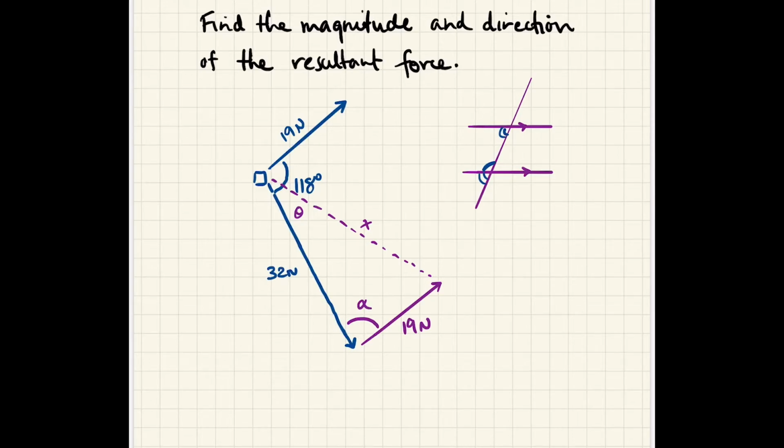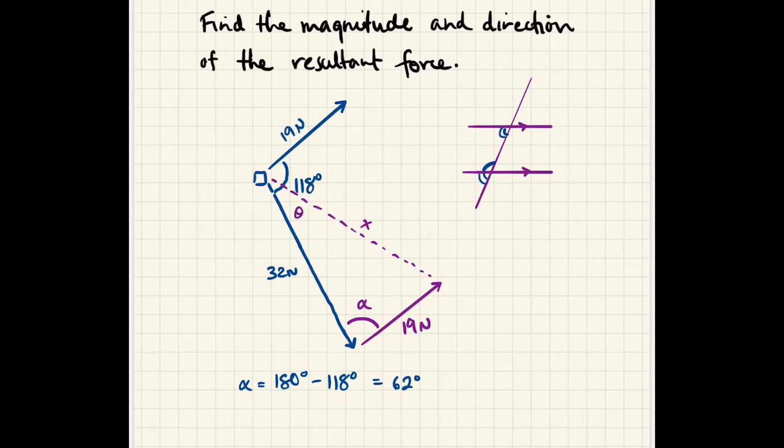So to find alpha, it is 180 degrees minus 118. This is probably a move you're going to need to use to start all these problems. So 180 degrees minus 118 degrees is 62 degrees. So alpha is 62 degrees. Now, we do not have an angle and opposite side pair in this triangle. However, we do have two sides and the included angle, which is alpha, which means we can use the law of cosines to find x.